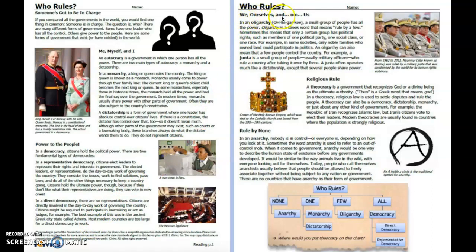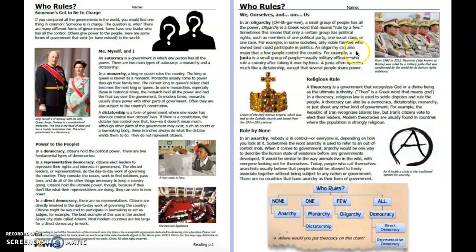We, ourselves, and us. In an oligarchy, a small group of people has all the power. Oligarchy is a Greek word that means rule by a few. Sometimes this means that only a certain group has political rights, such as members of one political party, one social class, or one race. For example, in some societies, only noble families who owned land could participate in politics.